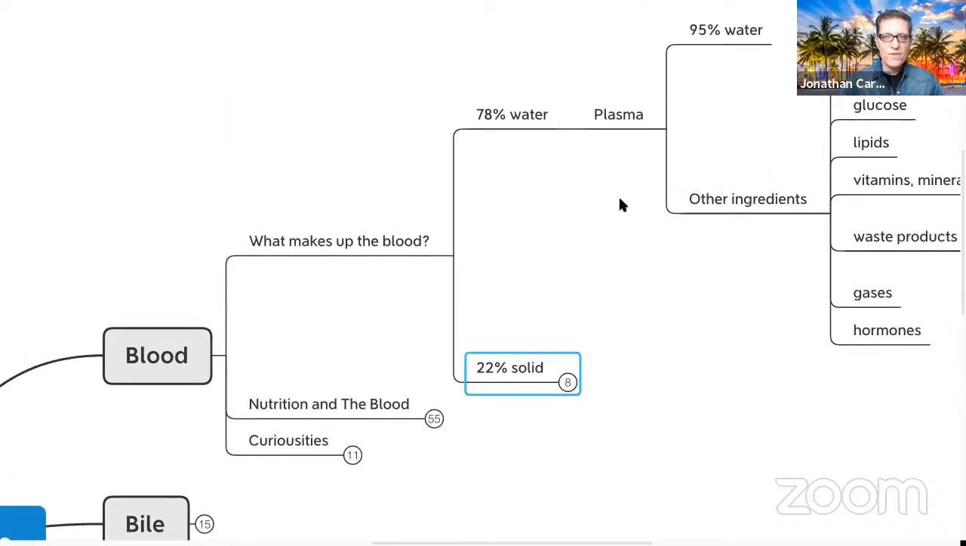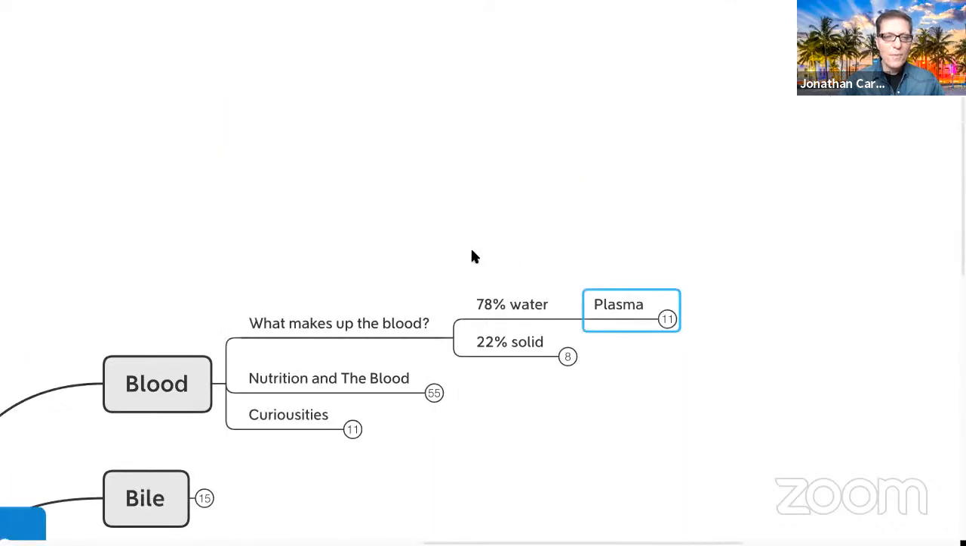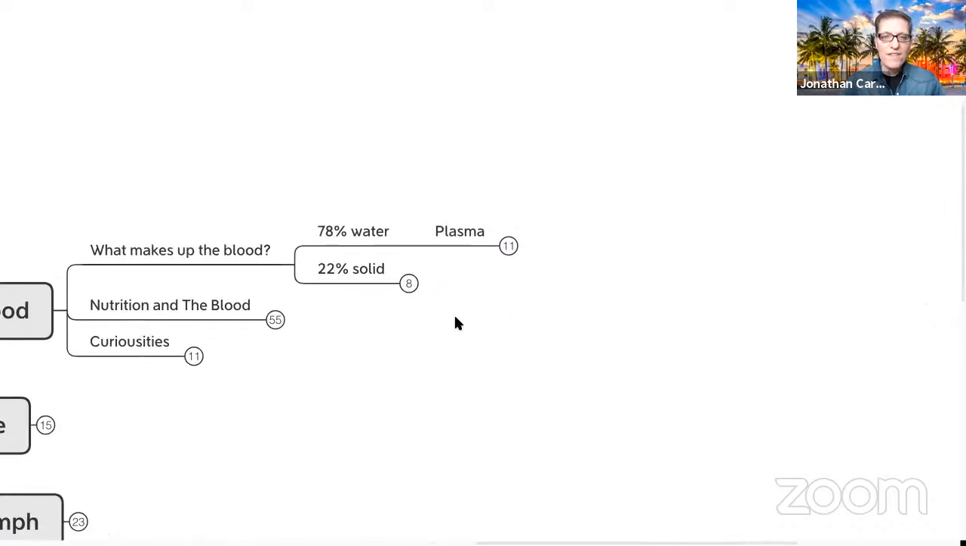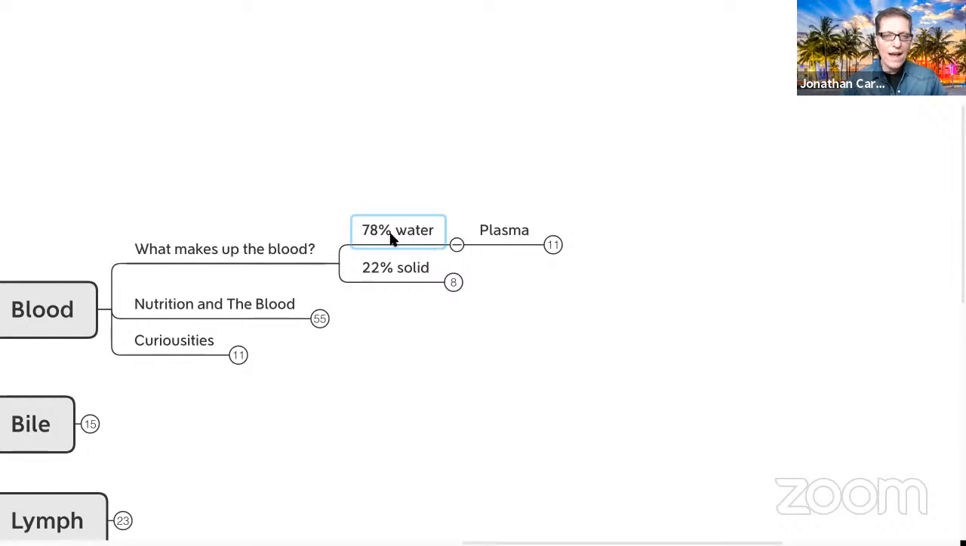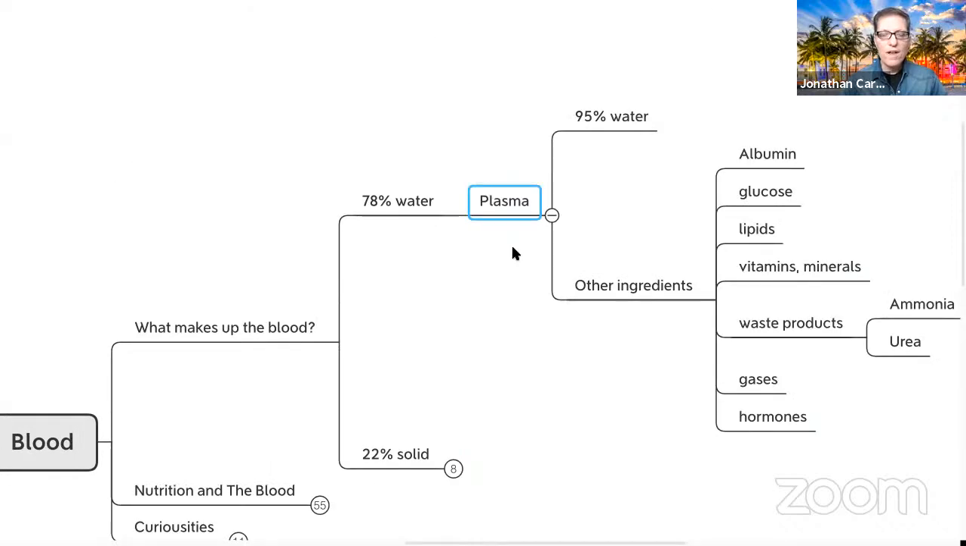Let's close this down. So basically, blood is made up of 78% water and 22% solids. A lot of people sort of think that it's like 90-something% water, but it actually isn't. The plasma, however, is 95% water. And so in other words, you take out the solids from blood, you're left with what's called plasma.